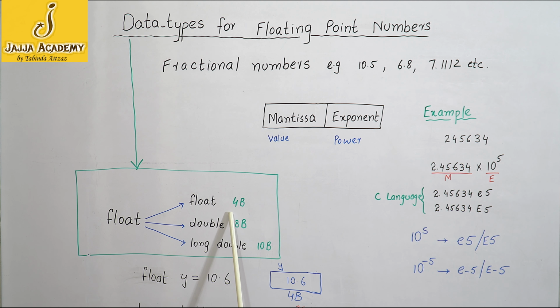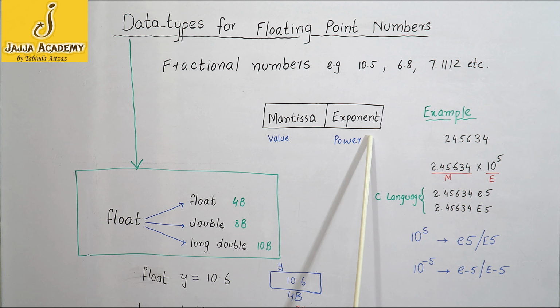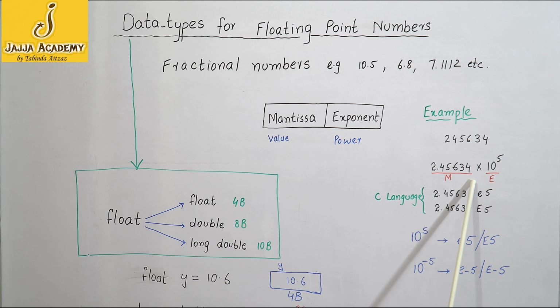In this example, this value is the mantissa and 10 raised to power 5 is the exponent. The mantissa will be stored in the first part of the memory cell and the exponent value will be stored in the second part of this cell. In the C language, this exponential notation is written like this: mantissa and small e5 or capital E5. For example, in C language, 10 raised to power 5 will be written as small e5 or capital E5.